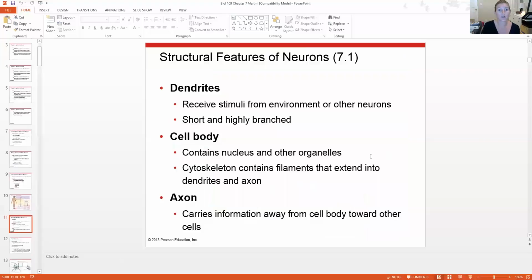So let's talk about the actual neurons themselves. The neurons are very specialized. They have dendrites. Dendrites are very short branches from one end of the neuron. These are the receiving end of the neuron. This is where the information is coming into the neuron.